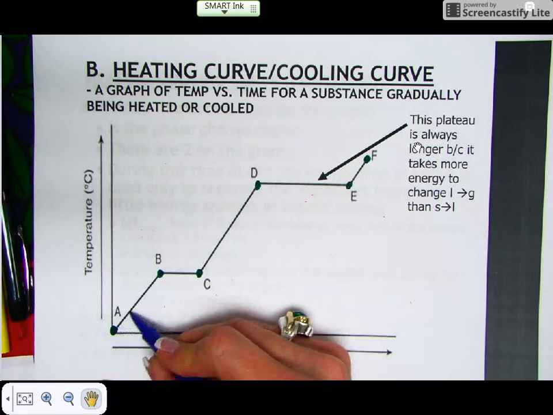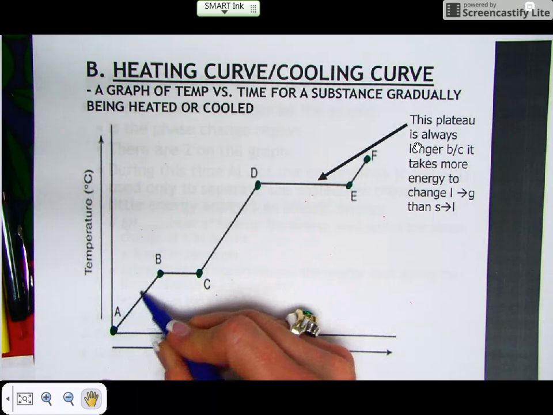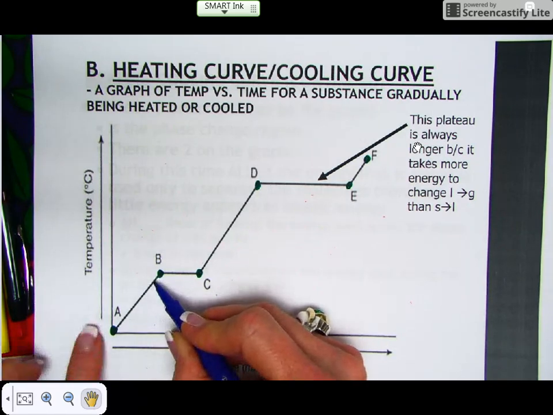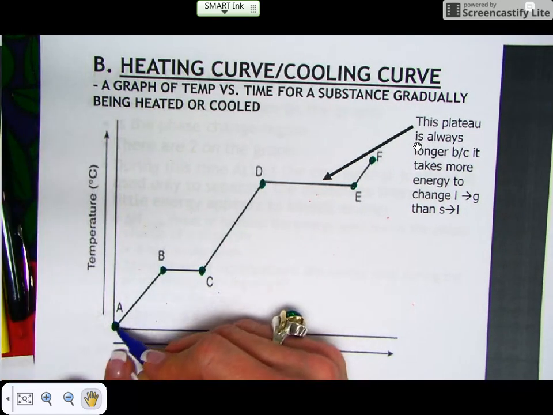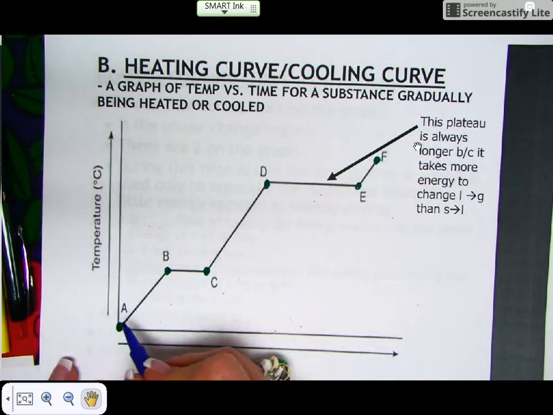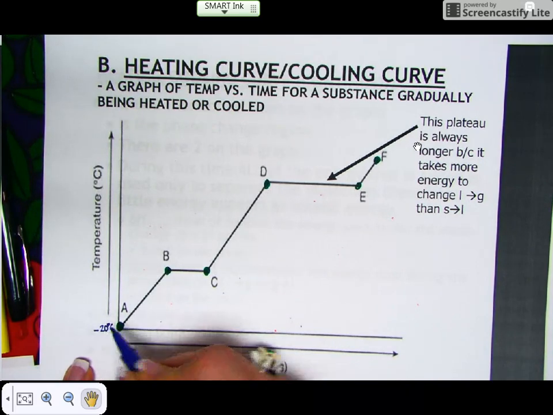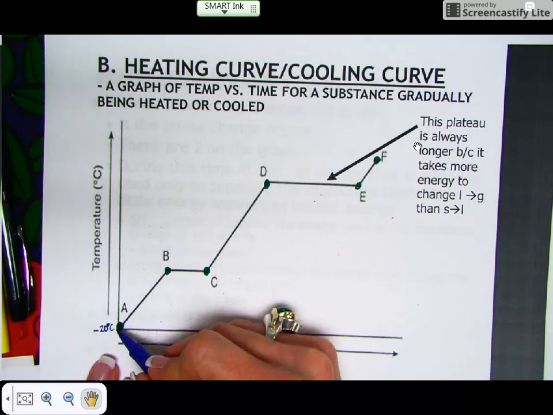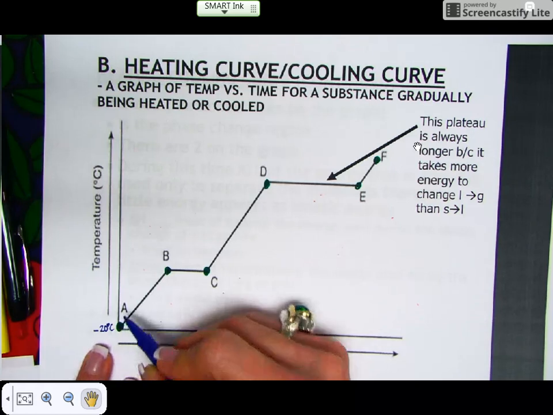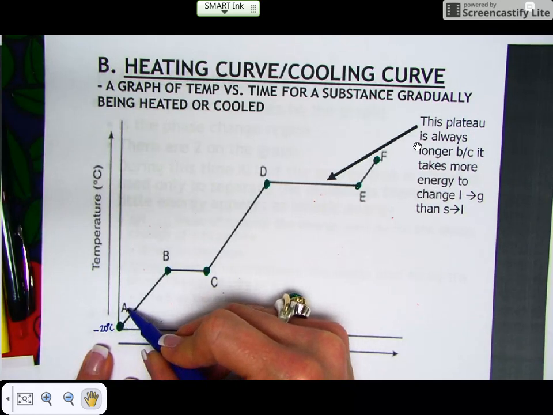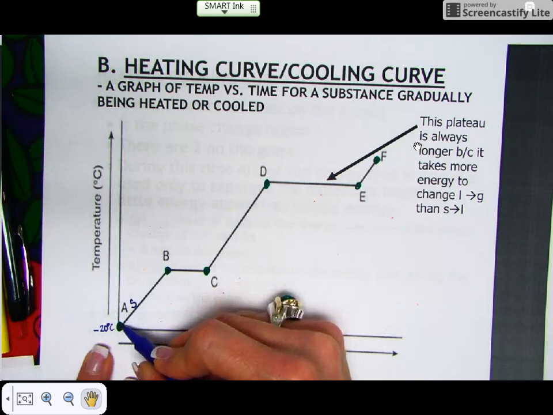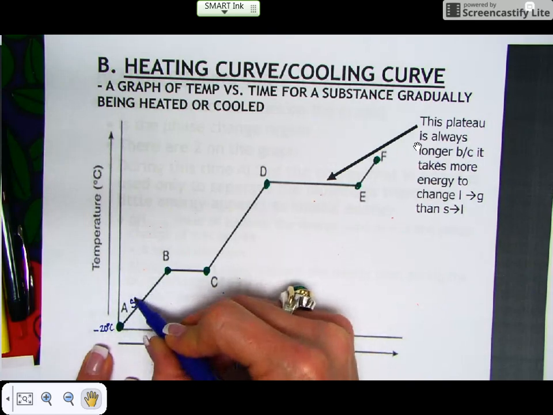So between A and B, this is when the substance would be really, really cold. Notice the temperature increases as you go up. So here, this is your very cold temperatures. Just for reference, these are arbitrary numbers. Let's say this represents negative 20 degrees Celsius. So super cold. If this were water, and we started heating a piece of ice at negative 20 degrees Celsius, since it's ice, it would be in the solid state. So between A and B, we have just a solid.